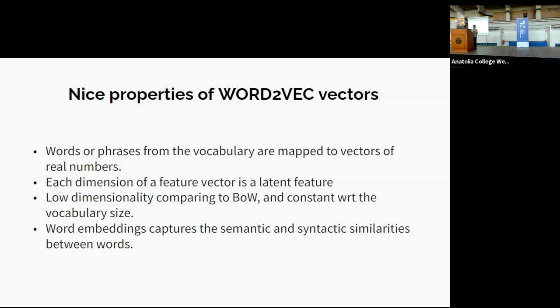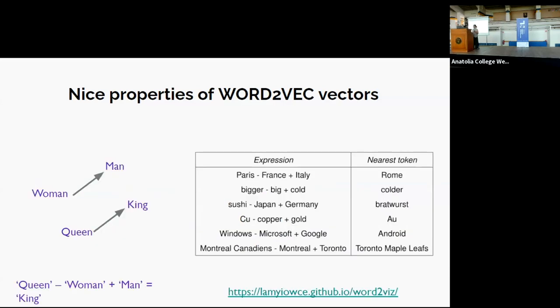So the other nice property was that these vectors also captured semantics. So it was actually possible to do simple operations with these embedding vectors and get, for example, that if you took the embedding vector of Paris, Paris minus France plus Italy will give you Rome. So essentially, this was a really nice property of these vectors.